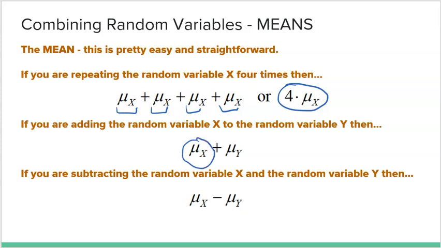But if you're going to add 2 different random variables together, well, it's pretty easy. Take the mean for X and add it to the mean for Y. I mean, it doesn't get much easier than that. If you're going to subtract to look at the difference between how many sweatpants and how many sweatshirts I sell, well, then I simply take the mean for X and I subtract the mean for Y. It's really straightforward. So when you're combining random variables, considering how the mean is impacted is very simple. It's not difficult at all. It just takes some common sense.